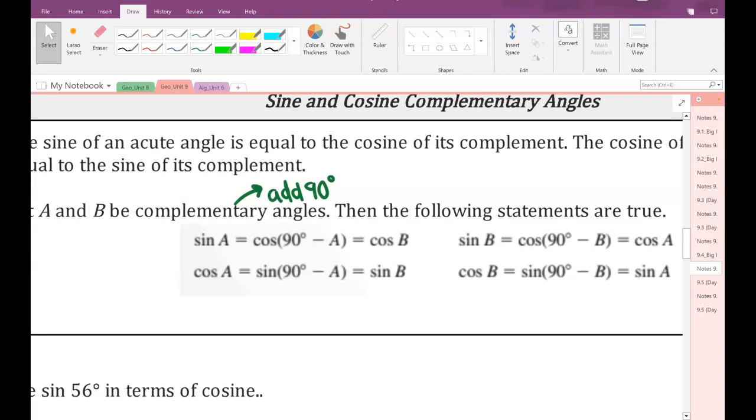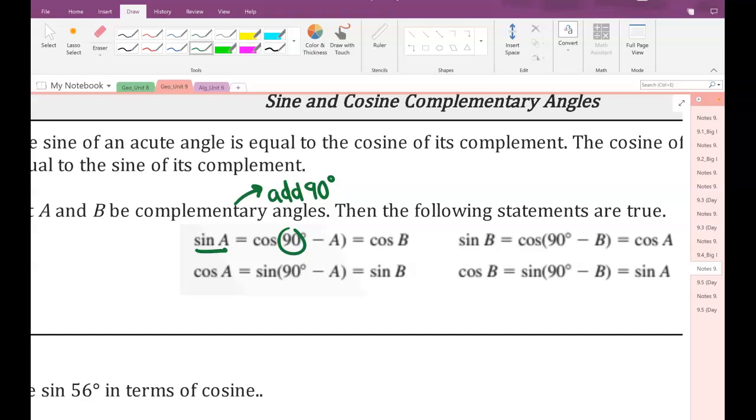So let's say we have the sine of A. The sine of A is going to be equal to the cosine of 90 degrees minus A, and that's going to be equal to the cosine of B. Why do we take this 90 minus A? Because it's complementary, because A plus B has to equal 90. So if we take 90 minus A, we're going to get out what B is.